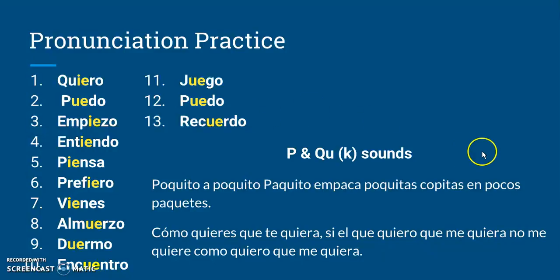Another thing that I want you to work on is the Q sound. We have the P sound, which sounds pretty much like in English, but then we have this QU combination. It's always going to sound like a K, like a K, okay? So one thing you can do is you can do tongue twisters in Spanish. Take your time. You can rewrite this in the way it sounds to you, but it'll help. So I'm going to go ahead and read this for you. You can follow along and then try to practice it a couple of times, and you can go ahead and pause the video.